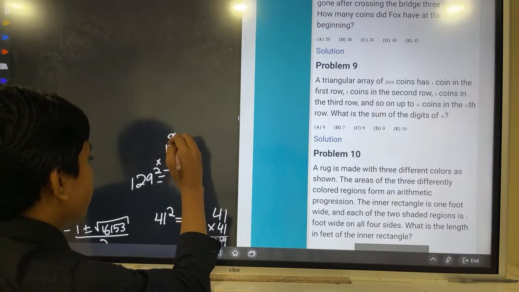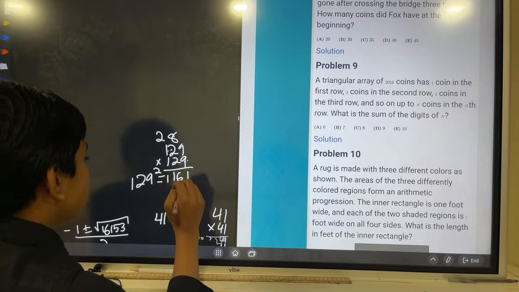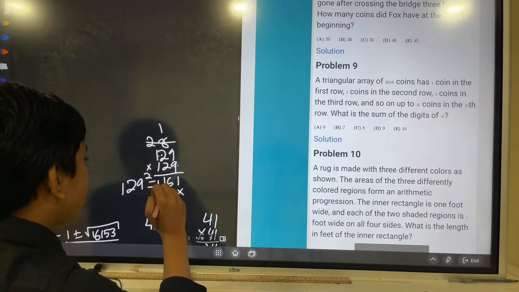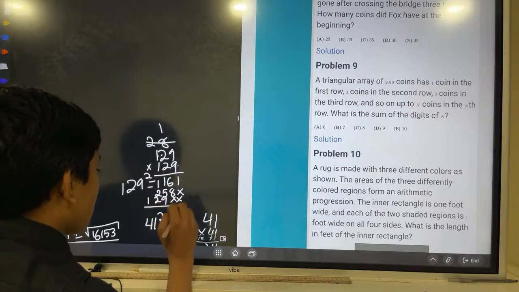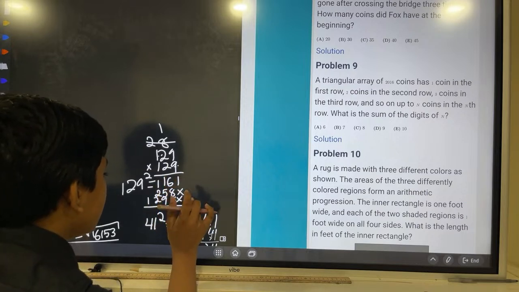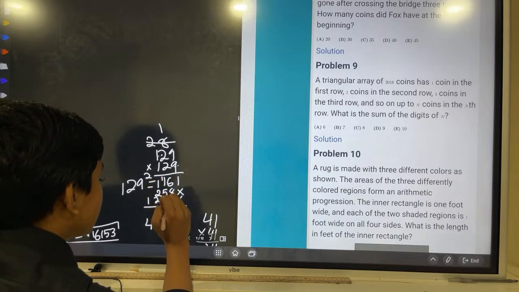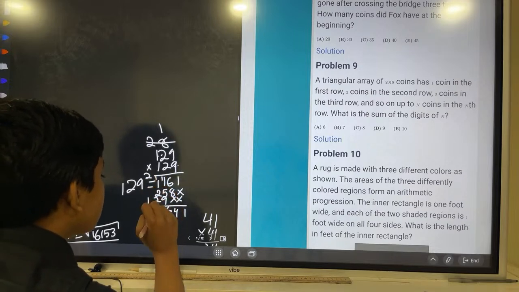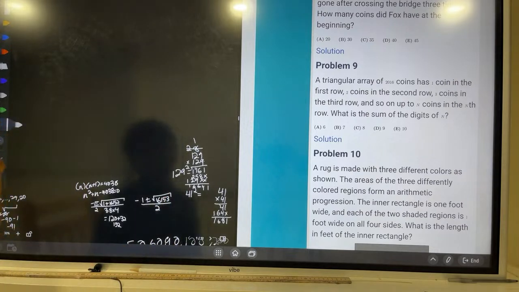9 times 9 is 81. 18, 26. 2 times 9 is 18. 2 times 2 is 4, 5. 16, 2, 6. 16641.